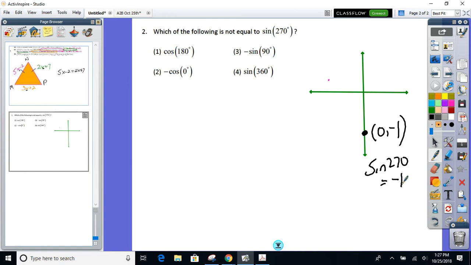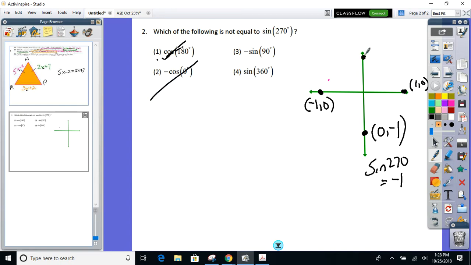So let's go cosine of 180. What's the coordinate at 180? Negative 1, 0. And if I want cosine, which one do I want? X. So this is negative 1. So that equals negative 1. I'm looking for the one that does not. So that's gone. 0. What's the coordinate at 0? 1, 0. And I'm doing cosine. So which coordinate do I want? 1. But then what do I have in front here? Apply the negative. So that's also equal to negative 1.